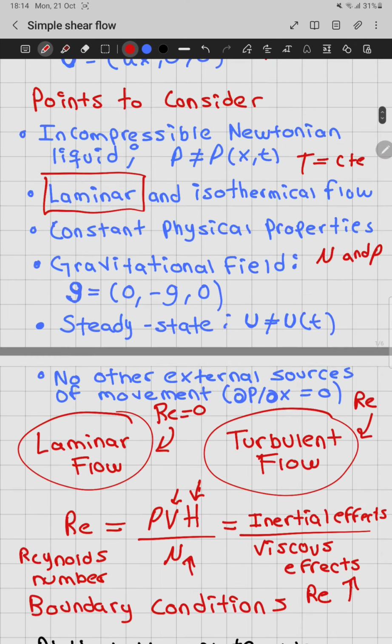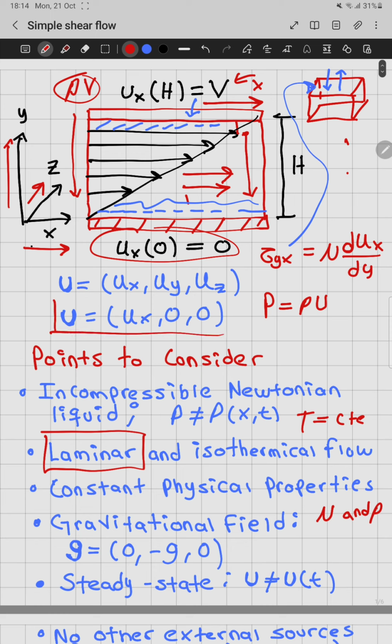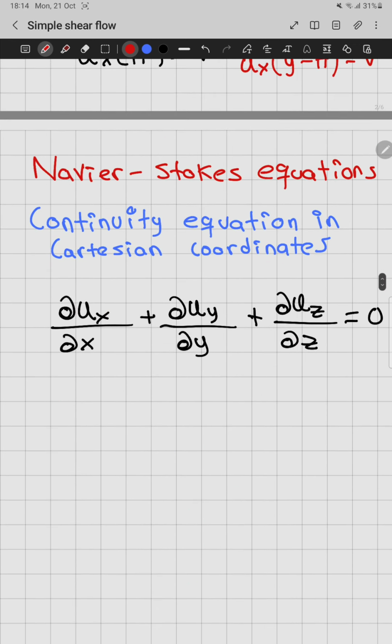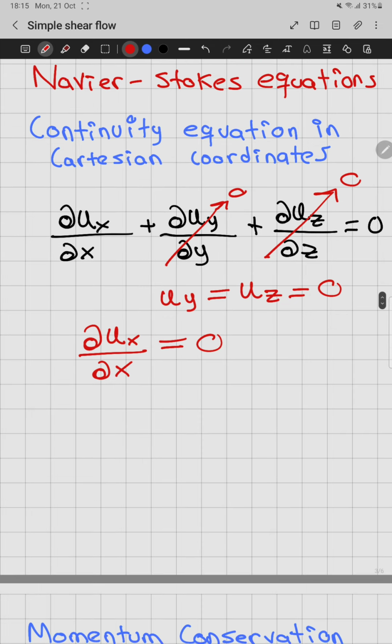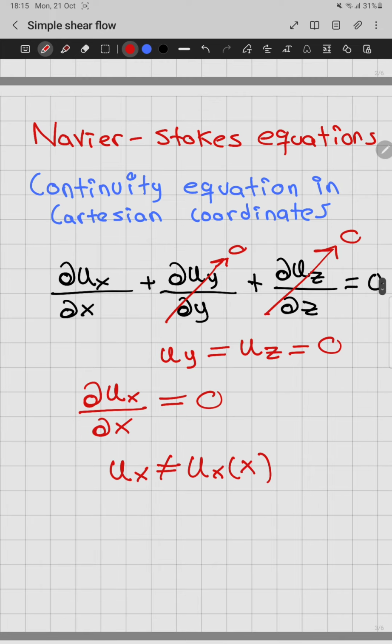But since we said that we will only have a non-zero element for the velocity field, which is ux, these two derivatives are 0 because uy and uz are 0. That means that this derivative is going to be 0, which means that ux is not going to depend on x.